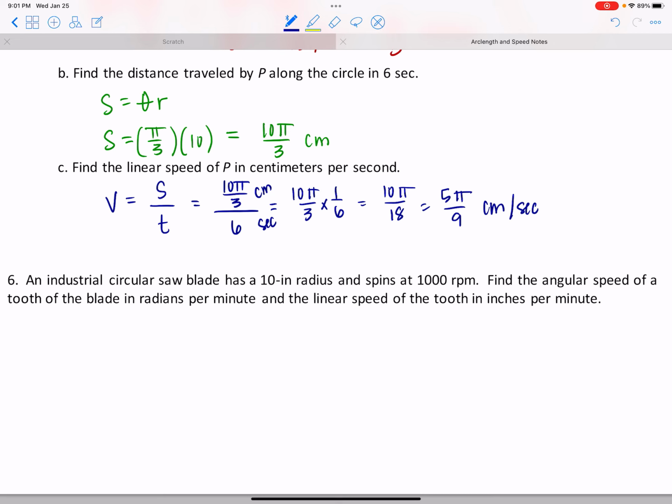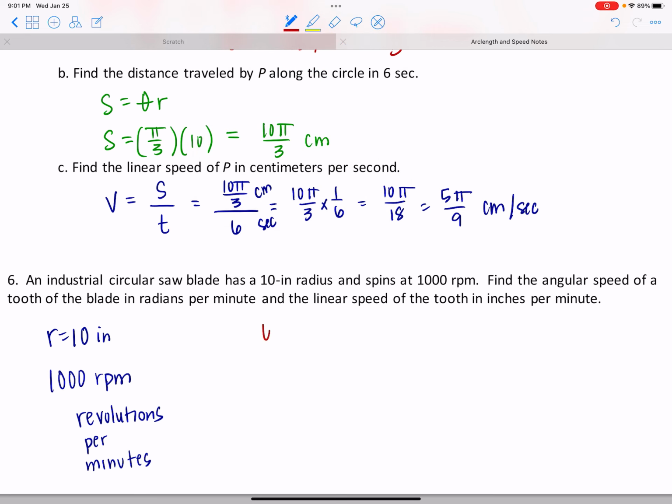So first bit of information is that we're looking at a circle that has a radius of 10 inches. The second thing it says is that this thing spins. That means it rotates at 1000 RPM. What does RPM mean? It means it's making 1000 revolutions per minute. That's what RPM stands for. So that's how many full circles it's going to make in 1 minute. Okay? So let's find the angular speed first. I think that's going to be easier on this one.